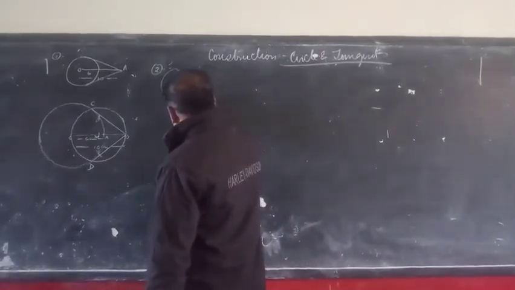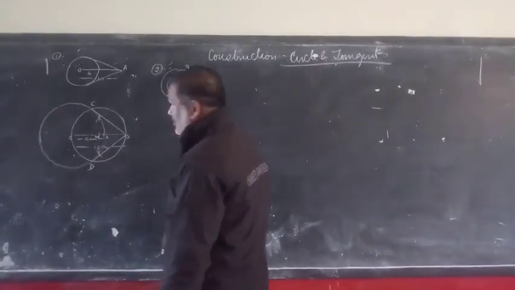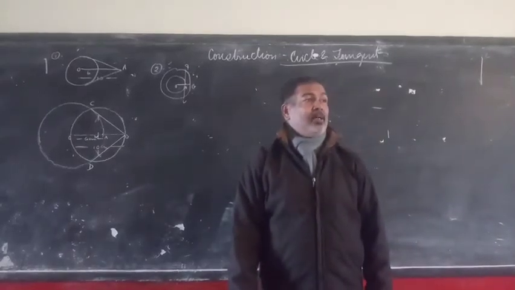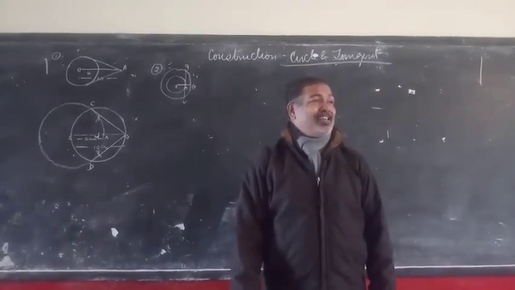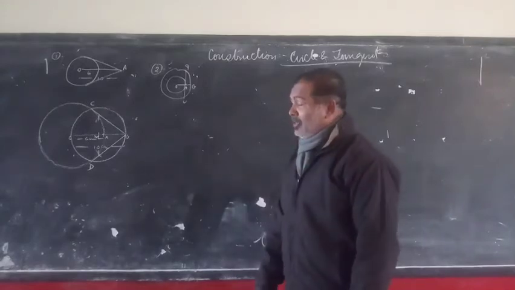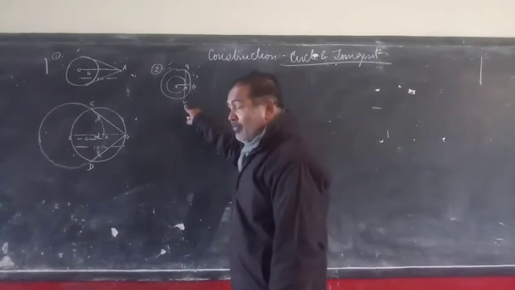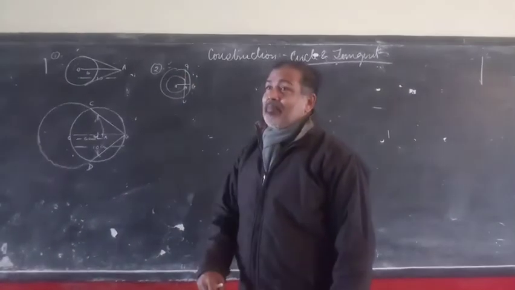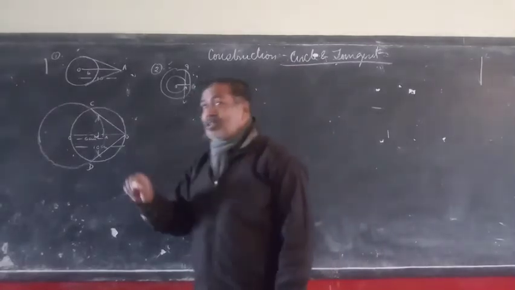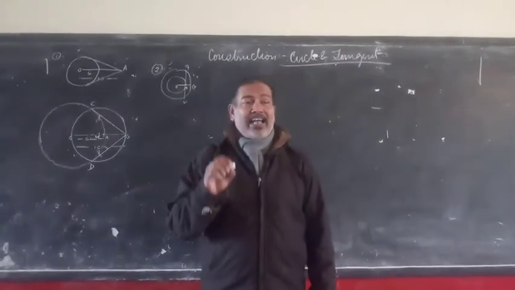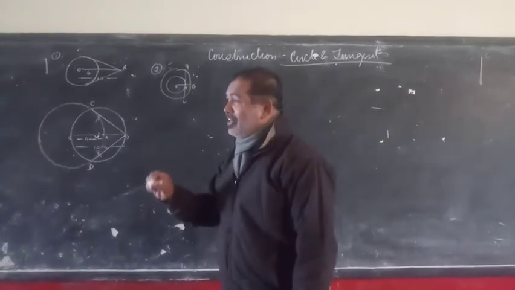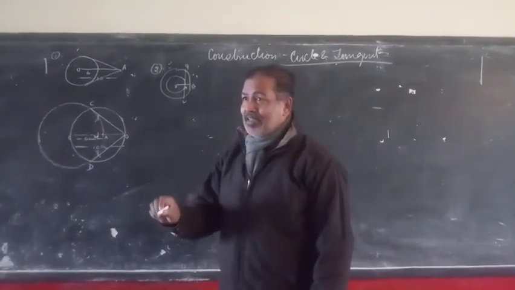Now suppose this point is C and D. Then two things you have to do. You have to measure the length of the tangent. Find the length of the tangent by actual measurement and also by mathematical calculation, and prove that the measured length of the tangent is equal to the calculated length of the tangent.